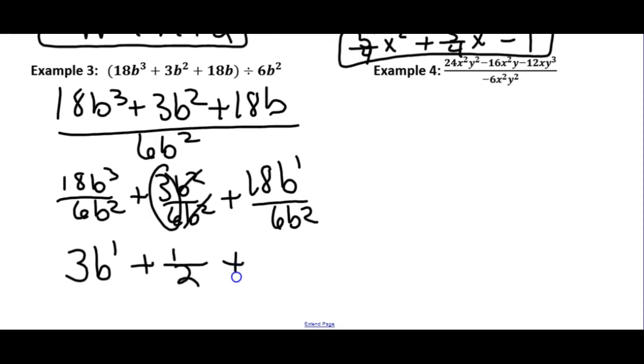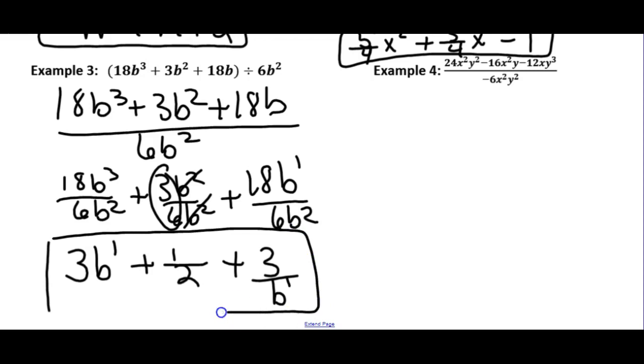Plus 18 divided by 6 is 3. There's more b's on the bottom, so my b's have to be on the bottom. And how many more? 1. That would be my answer. Now again, if it was multiple choice, these b's in this problem would not have the 1s on them.